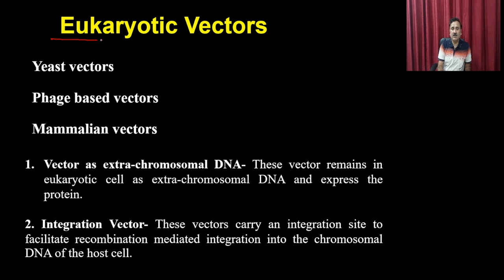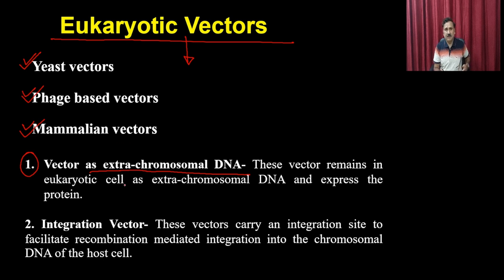Within the eukaryotic vectors, we have three different types of choices. We have the yeast vectors, the phage based vectors, and the mammalian vectors. Now, when you use the eukaryotic vectors, they also serve the same purpose. A vector could exist in two forms when we are talking about the eukaryotic vectors.